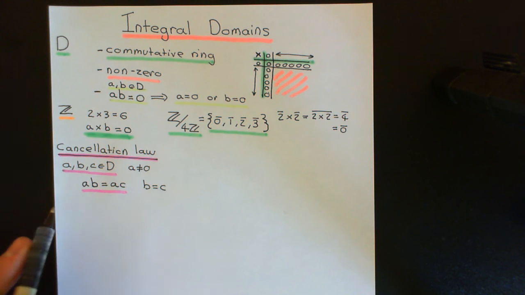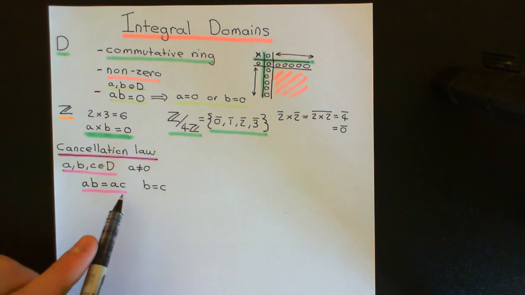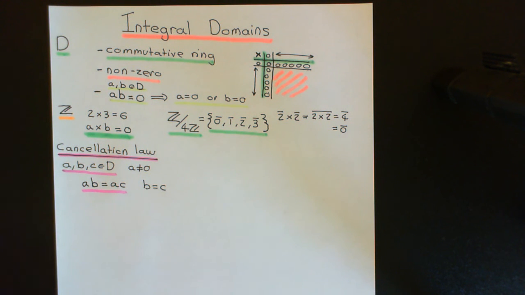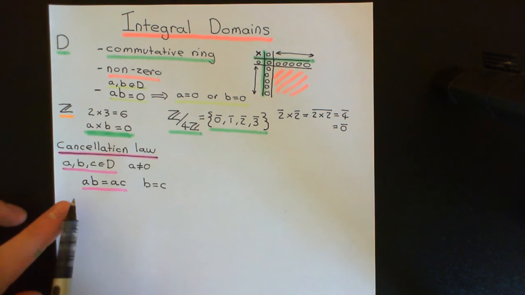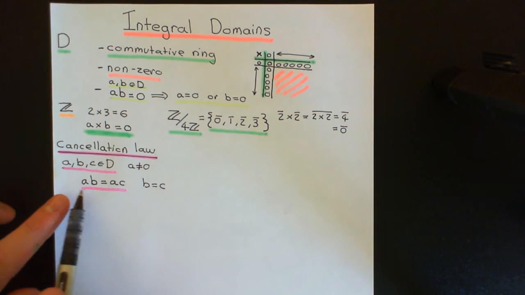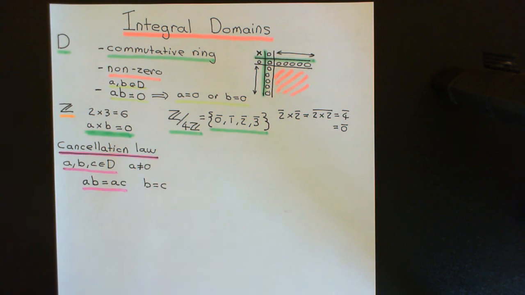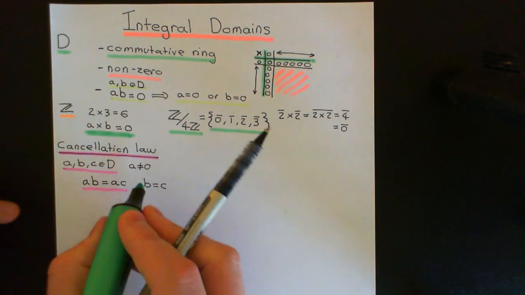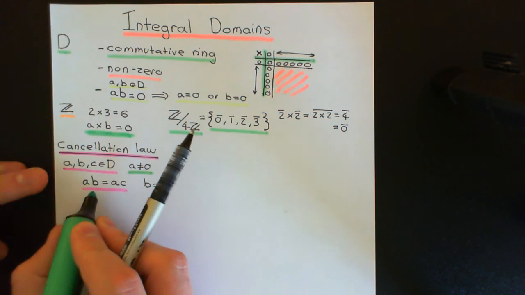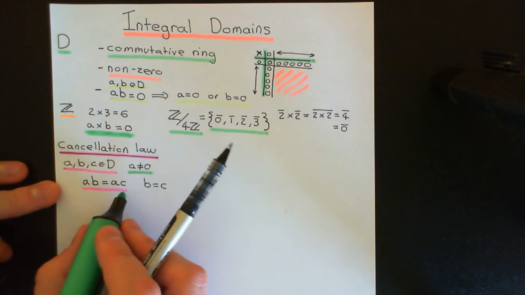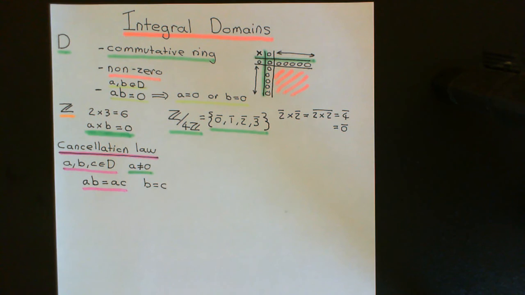So A is not equal to 0, and A multiplied by B gives the same answer as A multiplied by C. Obviously, if A was equal to 0, then that would be true, but we're going to assume that A is not equal to 0 here. It's more special than that. If A was equal to 0, it would be trivial that these two things were equal. It wouldn't matter what B and C were. You could set them to whatever you like, because 0 multiplied by anything just gives 0.